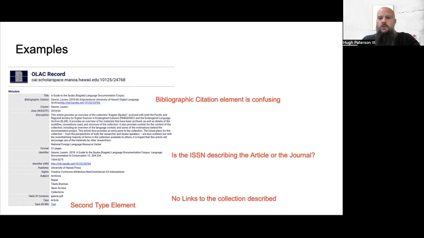But there's no linking between this record and the artifacts described. I think that's a major oversight in how we provide records to, and references to, other records inside of OLAC.